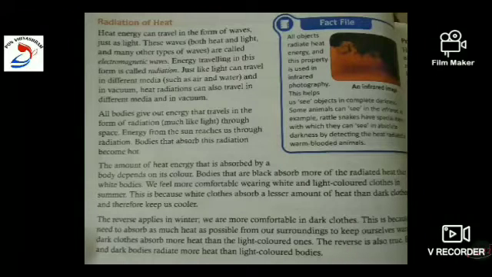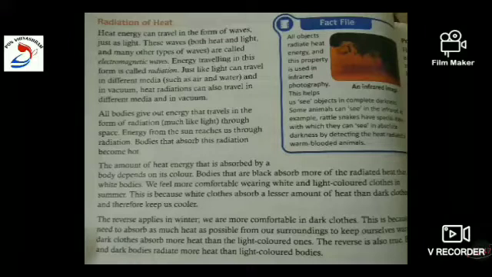The example of radiation is the sun's rays. Heat energy can travel in the form of waves just as light. These waves are called electromagnetic waves. That is, both heat and light and many other types of waves are called electromagnetic waves. Energy traveling in this form is called radiation. Just like light can travel in different mediums such as air and water, and in vacuum, heat radiation can also travel in different media and in vacuum.